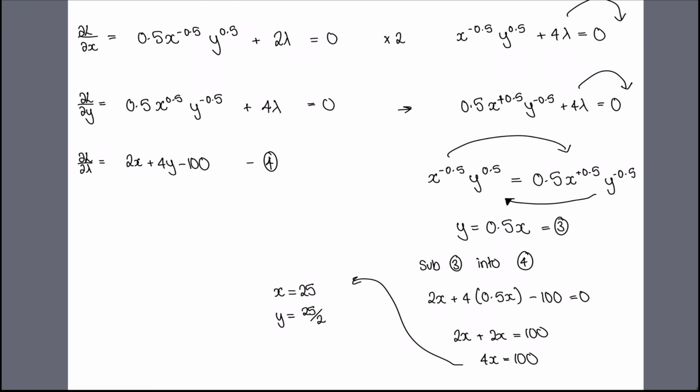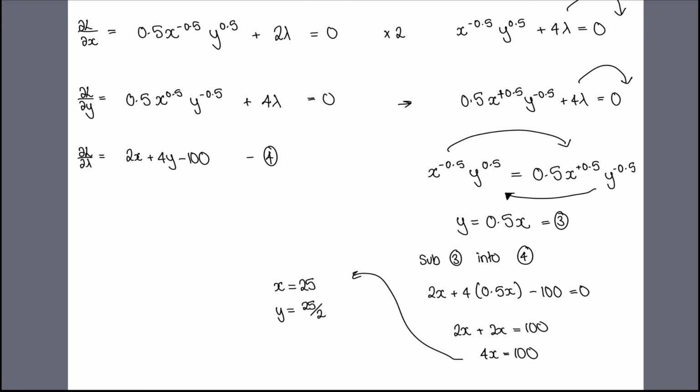And now if we substitute this into, let's say, our second equation, we get 0.5 brackets 25 to the power of 0.5, which is just 5. And then 25 over 2 to the power of negative 0.5 is just root 2 over 5.